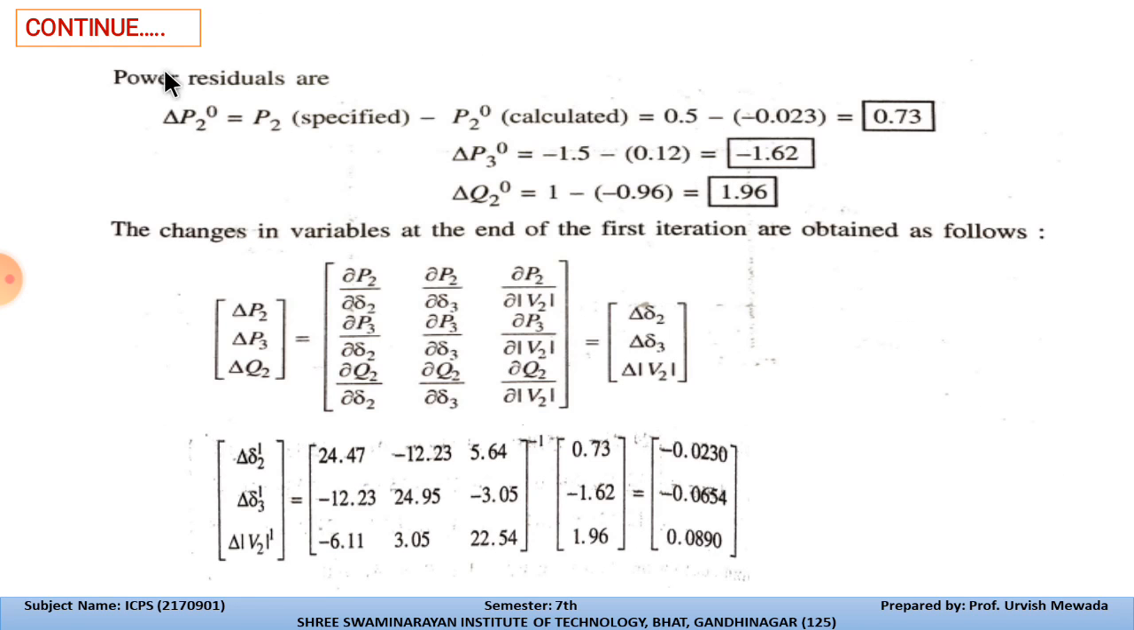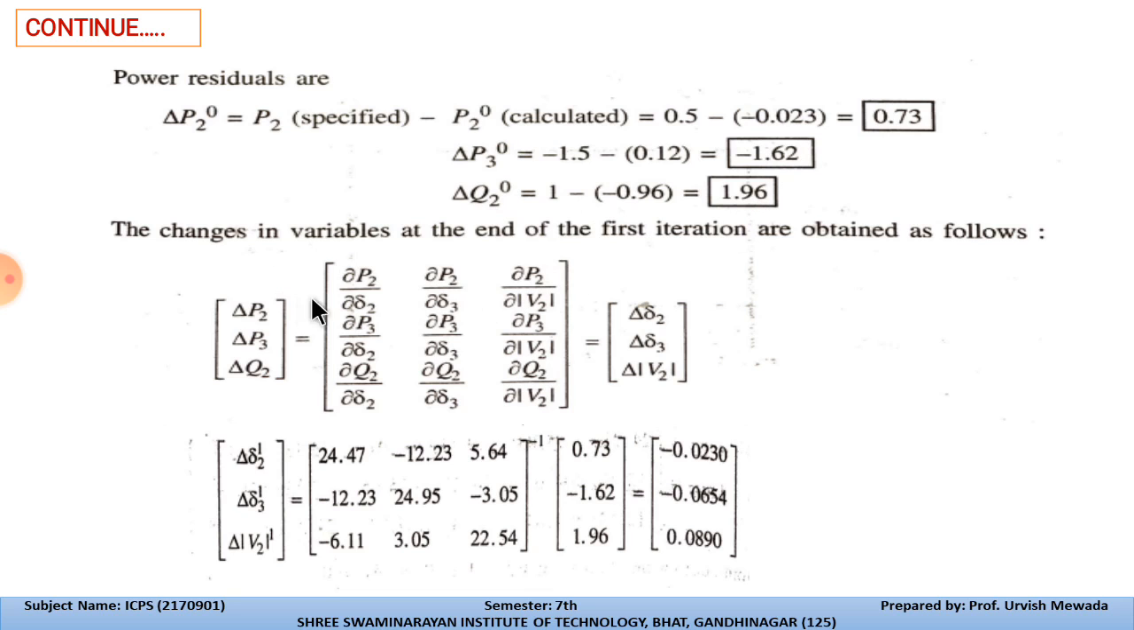Now the power residuals are delta P2 0 is equal to P2 specified minus P2 0 calculated. So we have all the values of P2 specified and P2 calculated. By putting this value, we can calculate the delta P2 raised to 0, that is 0.73, and delta P3 raised to 0, that is minus 1.62, and delta Q2 raised to 0 is equal to 1.96.